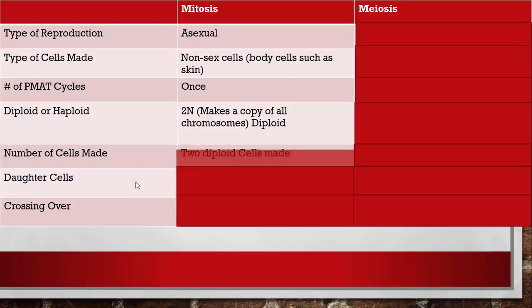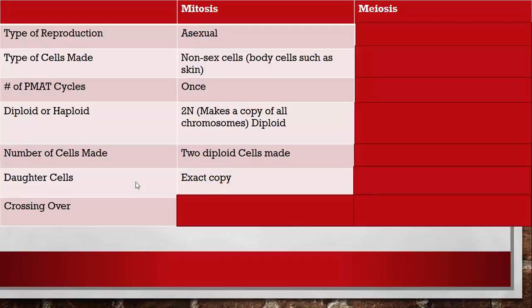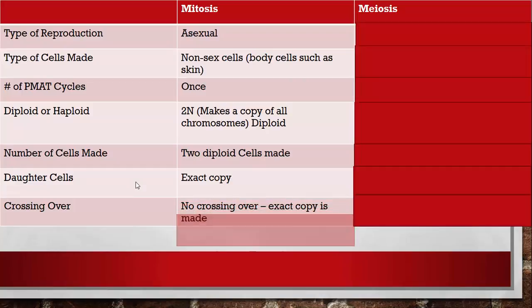The number of cells being made at the end is you're going to have two diploid cells that are going to be made. You're going to have one cell, it's going to split into two cells. So instead of having one, you now have two, and they're both diploid cells. The daughter cells are an exact copy. Because it's copying all the chromosomes, it's going to have the exact same DNA as its parent cell. And crossing over doesn't occur because an exact copy is being made. There's no new traits showing up. And that's because an exact copy is being made.